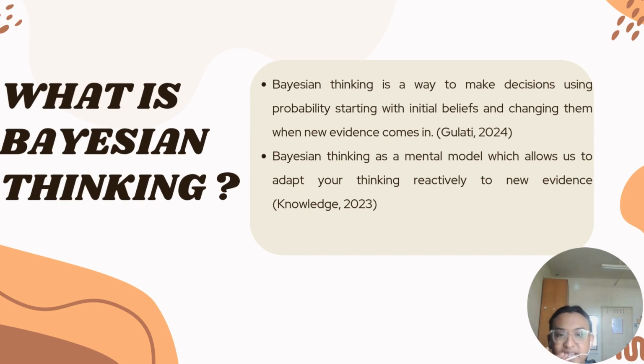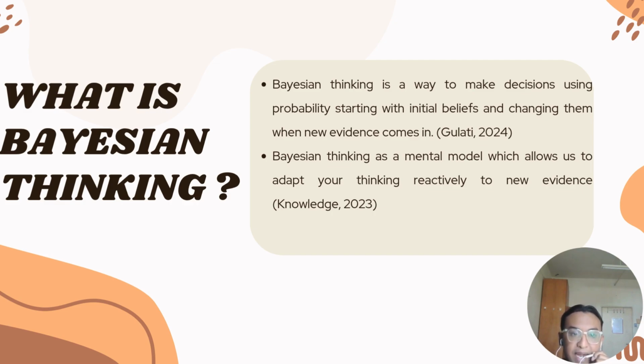So now let's start with what is Bayesian thinking? So we have two definitions here. Let's go to the first one. From Gulati 2024, Bayesian thinking is a way to make decisions using probability, starting with initial beliefs and changing them when new evidence comes in. So what she's trying to say here is that we should not ignore the prior or the facts that we already knew, at the same time the facts that we know right now.